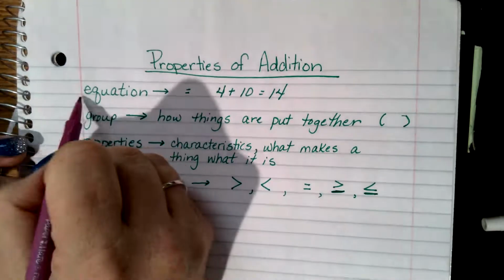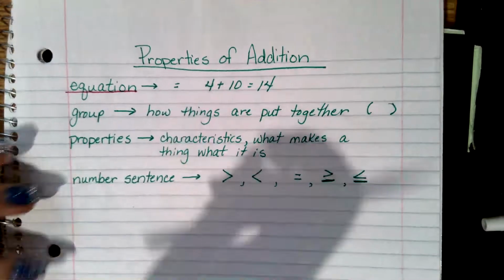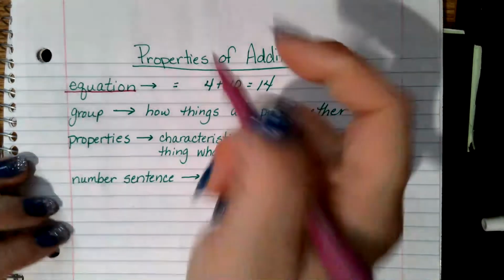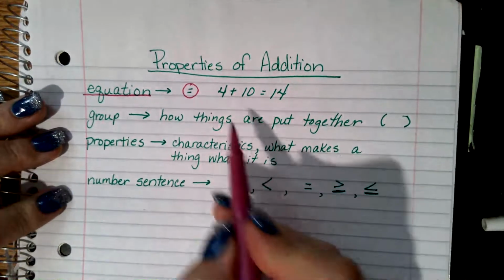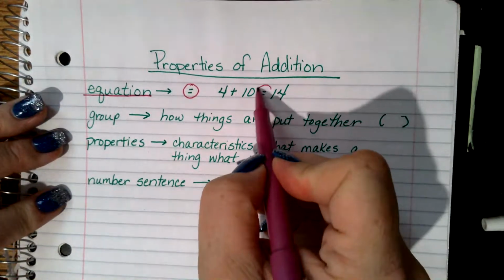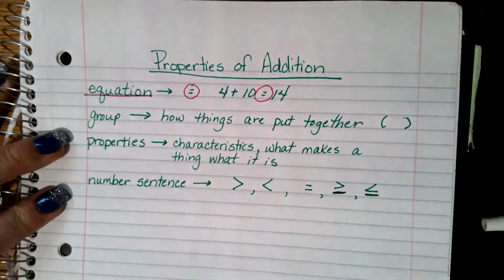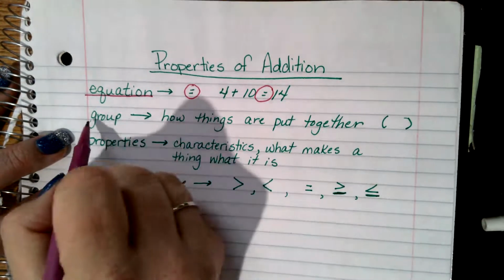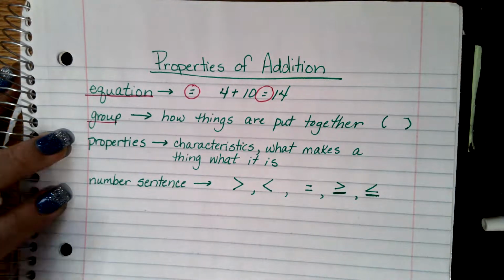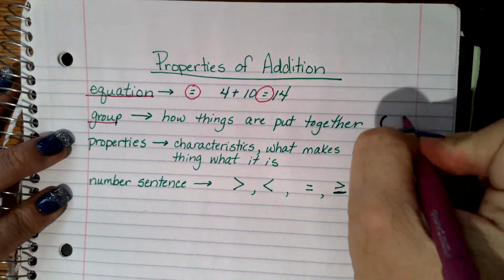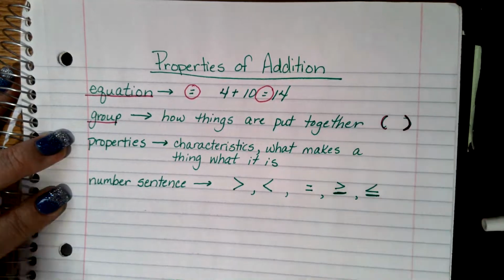Your first word is equation. An equation is just a number sentence with an equal sign. An example of this is 4 plus 10 equals 14. This is an equation. A group is how things are put together, and they're usually in parentheses in math.